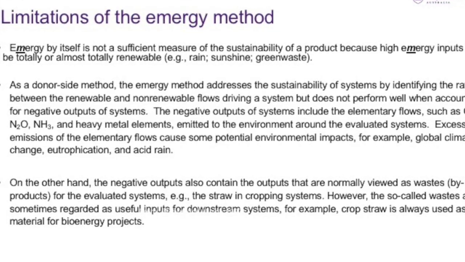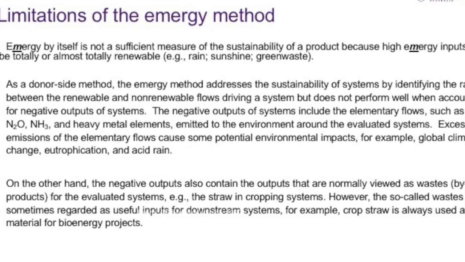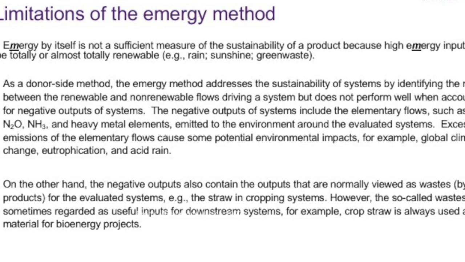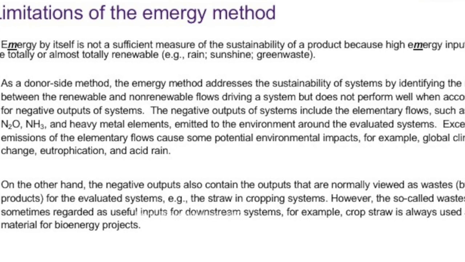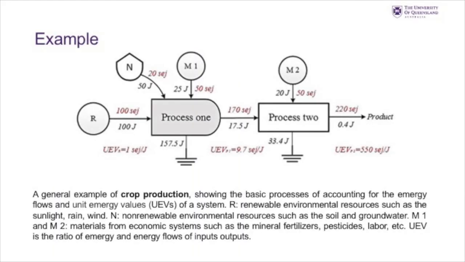These negative outputs can lead to environmental impacts such as global climate change, eutrophication, or acid rain. But on the other hand, these outputs can also be wastes that can get into the system again, like can be recycled or can be used on other streams. To better understand this method, I'm showing you a general example of crop production that shows the basic processes of accounting for the energy flows and the unit energy values.